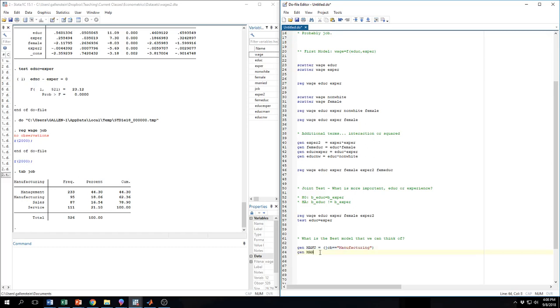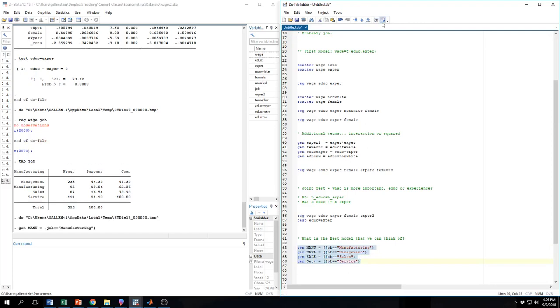Then I'm going to do management, equals job equals management. We're going to create a variable for sales, and it's going to equal 1 if they work in sales. And then lastly, we're going to create a dummy variable for service. It's going to equal 1 if the person works in the service sector. So let's create our variables. Run those.